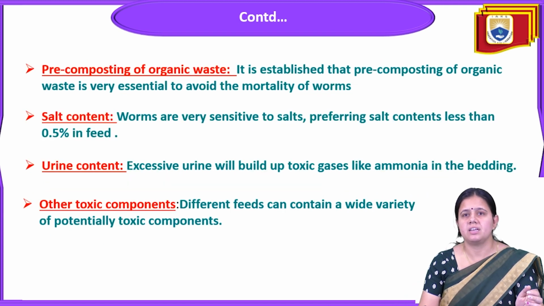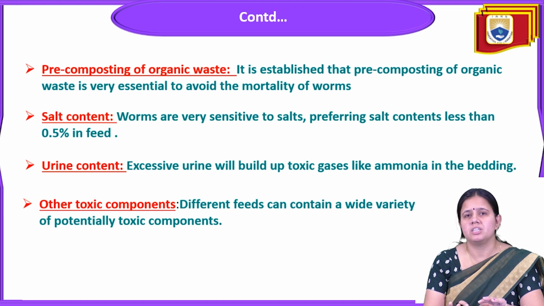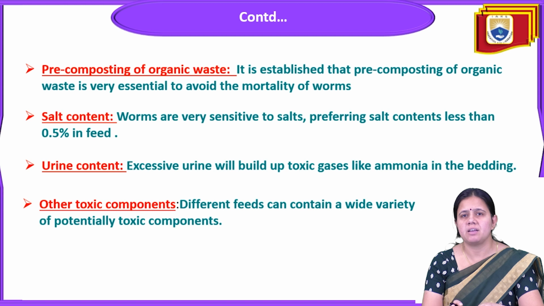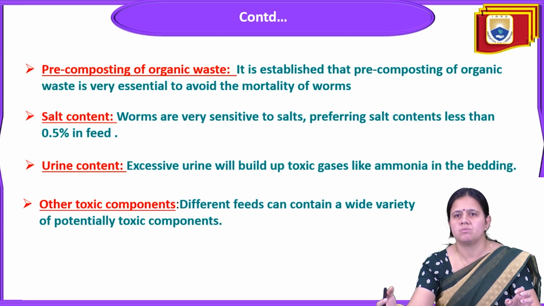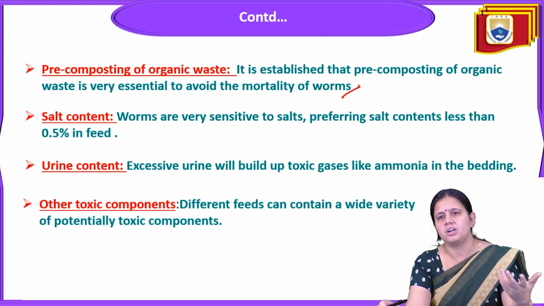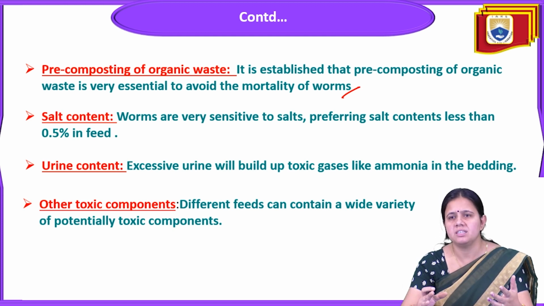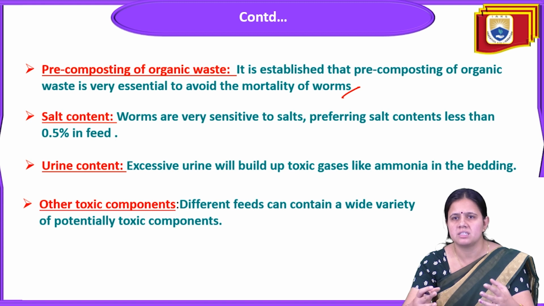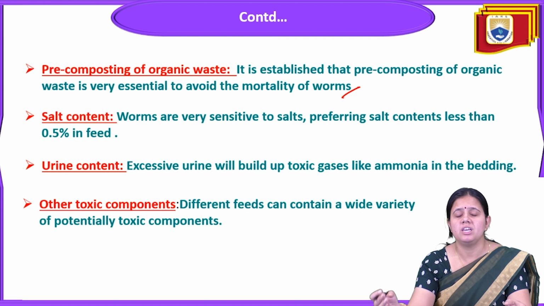Next, what are the important conditions that are also associated with vermicompost? First is pre-composting of organic waste. Pre-composting of organic waste is very essential to avoid mortality of worms, meaning worms should not die. Their survival and their working condition should be good. In this way only we can achieve a good amount of vermicast.